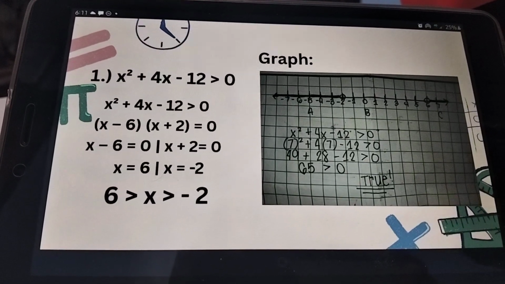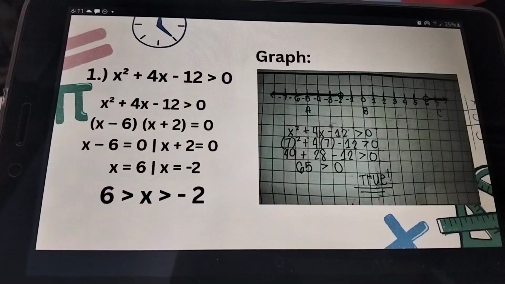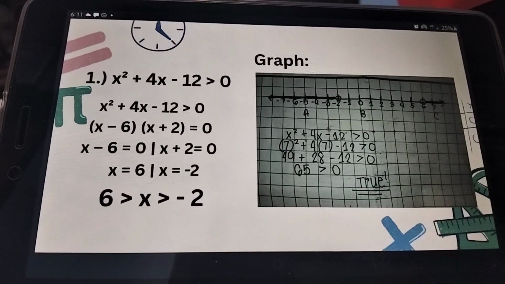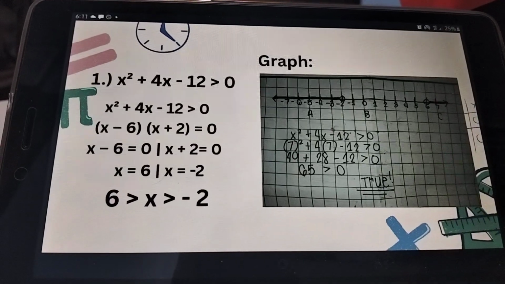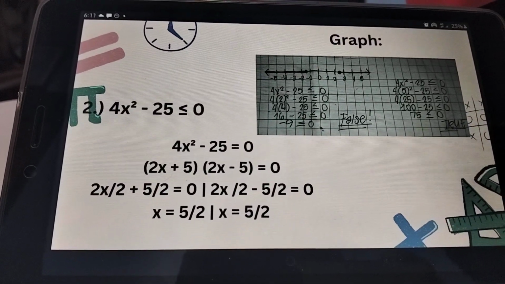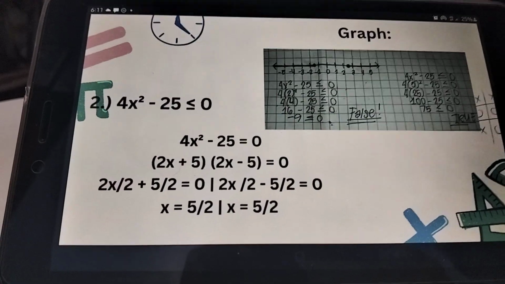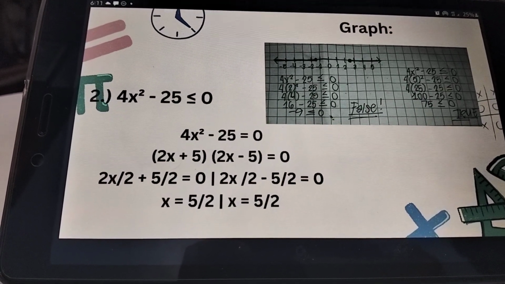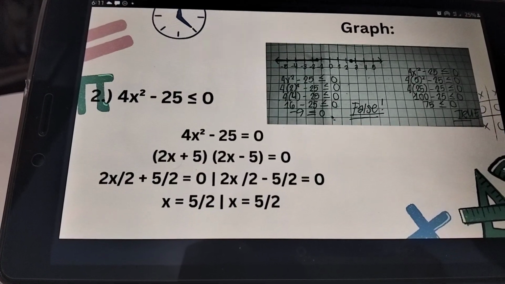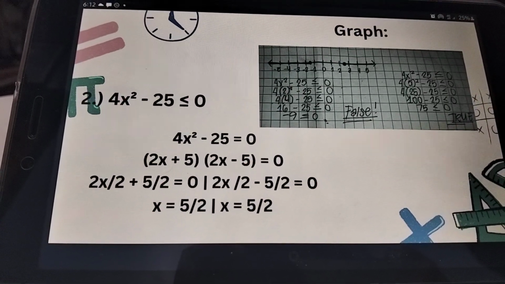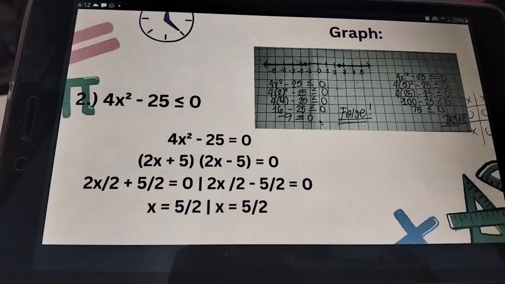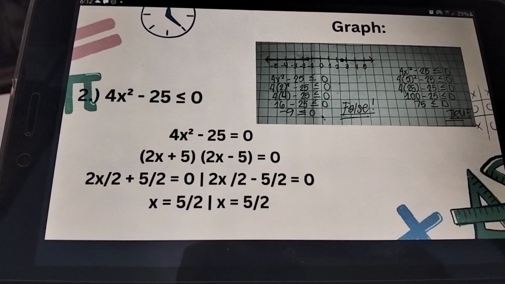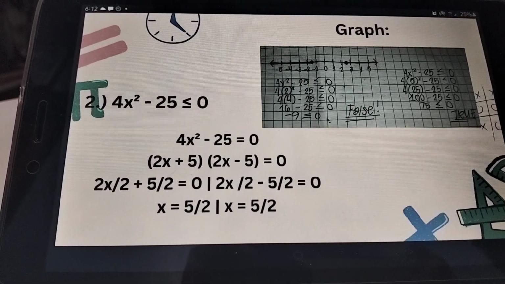Here, we show our graph and our solution which determine the inequality as true. Let's now move on to number 2. For number 2, it is 4x squared minus 25 is less than or equal to 0. Notice that this is a difference of squares. So 2x plus 5 and 2x minus 5 is less than or equal to 0.